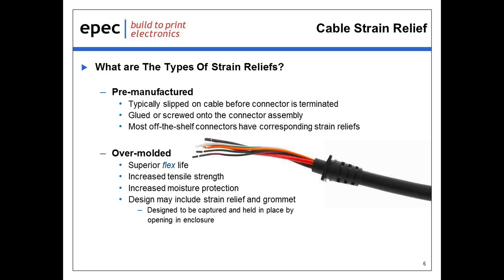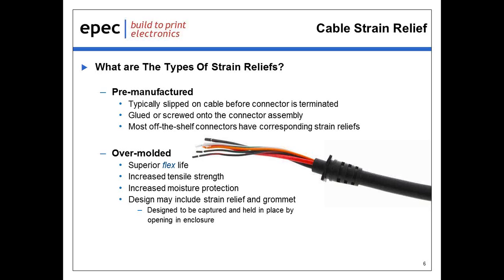An overmolded strain relief is directly applied to the cable and becomes an integral part of it. Because it is a part of the cable, an overmolded strain relief offers superior flex life and increases the tensile strength of the cable and the connector mating point.